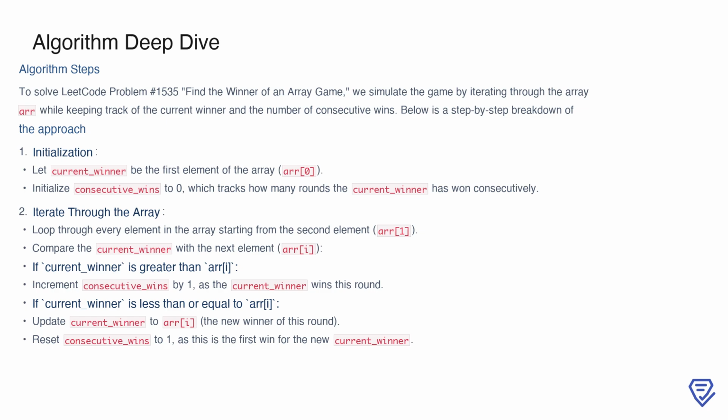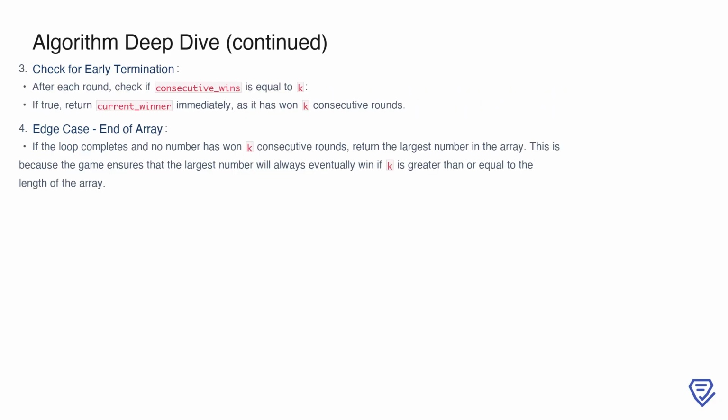This iterative process allows us to simulate the rounds of the game efficiently. Now, to optimize the process, we introduce an early termination condition. After each round, we check if the consecutive_wins for the current_winner has reached the value of k. If it has, we can immediately return the current_winner as the final result, since the rules of the game guarantee that this number is the winner.